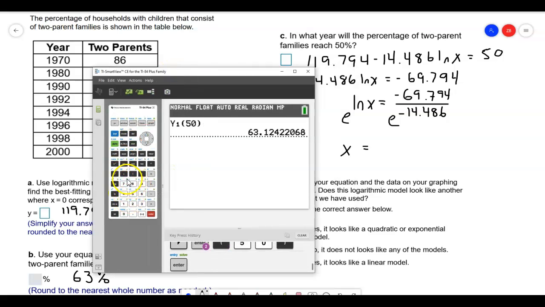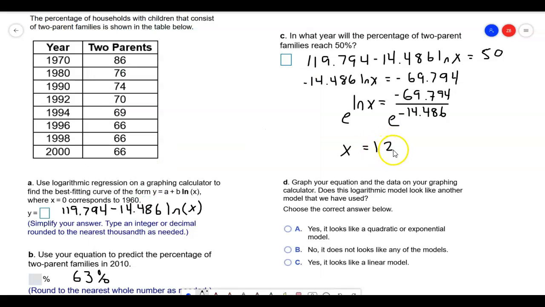So this is going to be, so e is, where is E in my calculator? I think it's, my buttons are so small. So for here, I think it's this one. Yeah. So E to the 69.794 divided by 14.486. All right, and we get rounded to about 124 years.